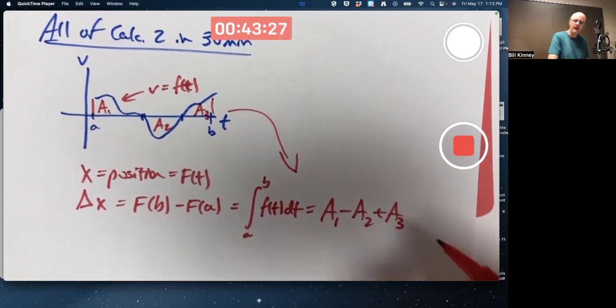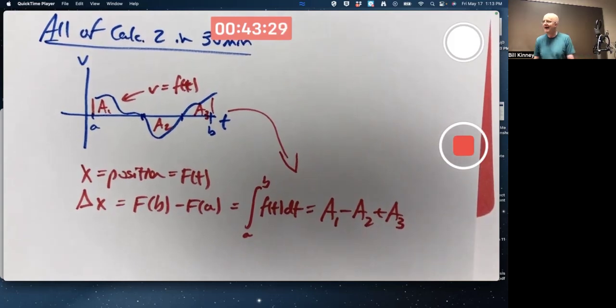If I think of A1, A2, and A3 all being positive areas, I have to subtract the A2 because the graph is below the axis. But as far as rigorously saying what those areas are, we had to use limits. We could approximate the areas with areas of rectangles.